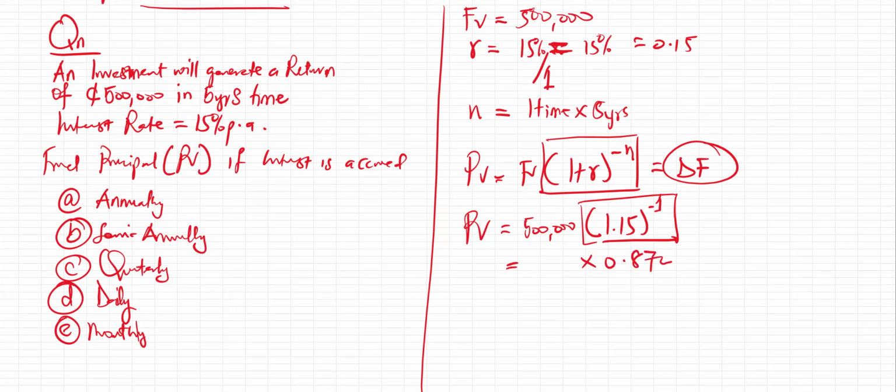So that means the present value, the principal today of this money, 500,000 at 0.870, is 435,000. Hey, no, it's not to the power negative 1.